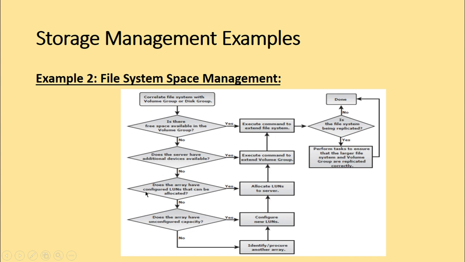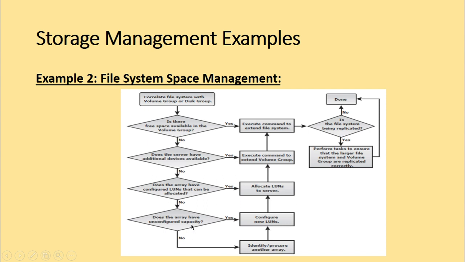If not, we need to check one more condition: does the array have configured logical unit numbers that can be allocated? If yes, we need to allocate new elements to the server, execute the command to extend the volume group, execute the command to extend the file system, and perform the task to ensure the larger file system and the volume group are replicated correctly.